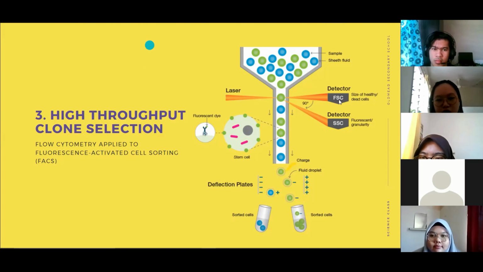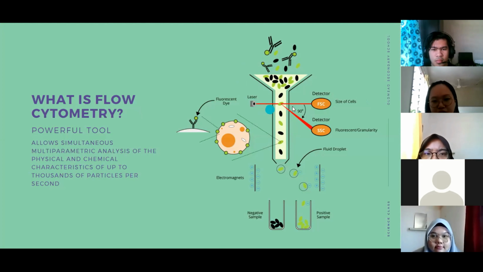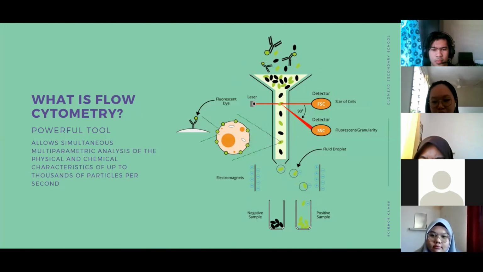So before I move on to the process, what is flow cytometry? Flow cytometry, as we all know, is a powerful tool that allows simultaneous multi-parametric analysis of the biological sample for up to thousands of particles per second, meaning that within 1 second, there are thousands of particles that can be passed through the flow cytometry and can be sorted into positive sample and negative sample. So in our case, we wanted to obtain the cell line that are able to produce MAB.